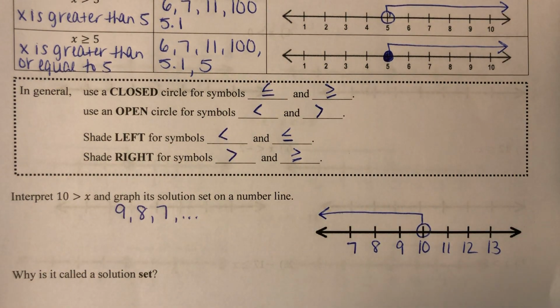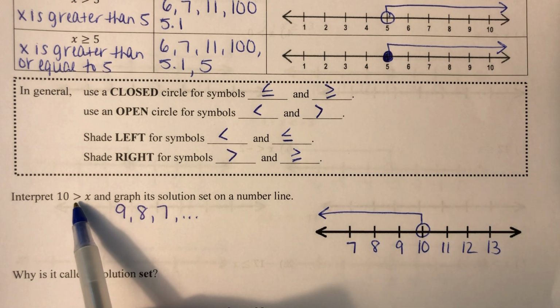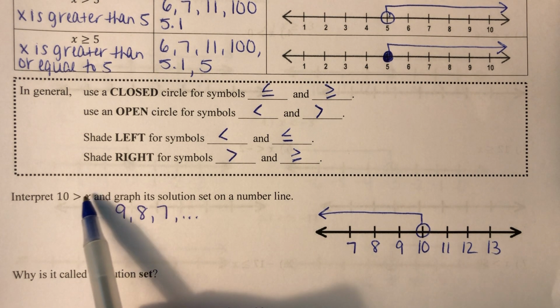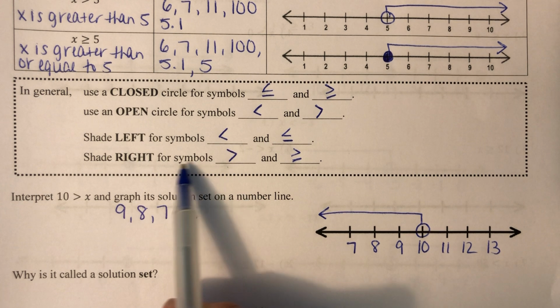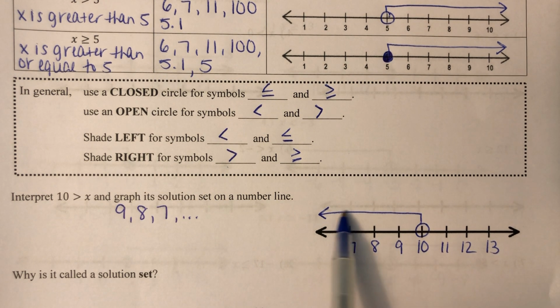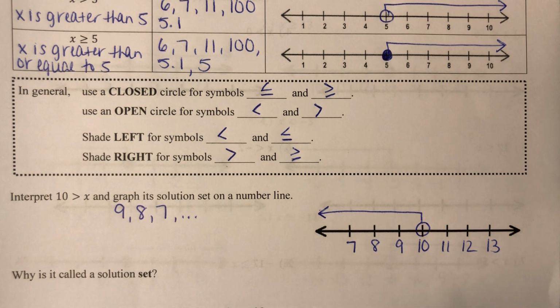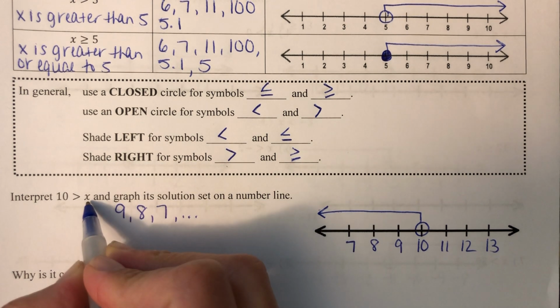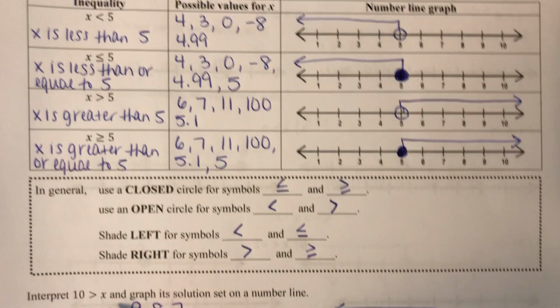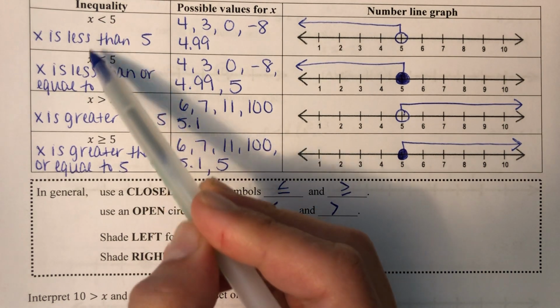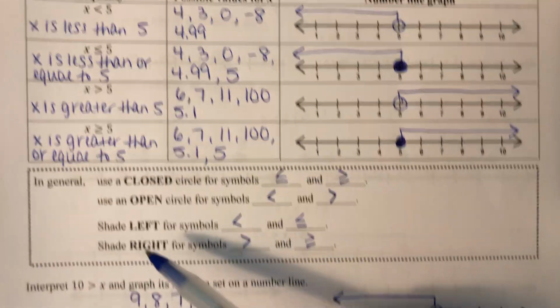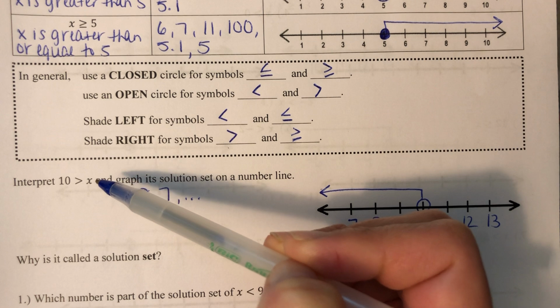Well, that's tricky to me because that looks like the greater than symbol, and didn't I just say the greater than symbol we shade to the right? But we just shaded to the left. So why that happened is because if you notice, the X is on the other side. In the first 4 we did, the X's were all on the left. Now that X is on the right.